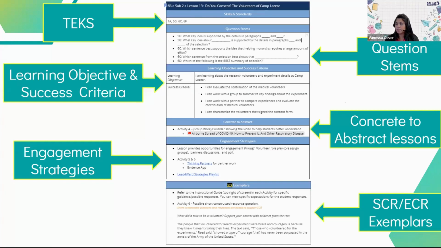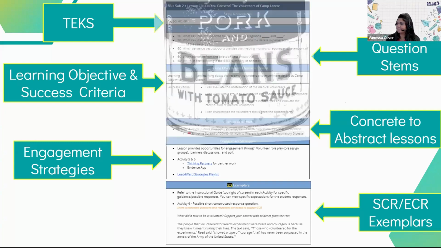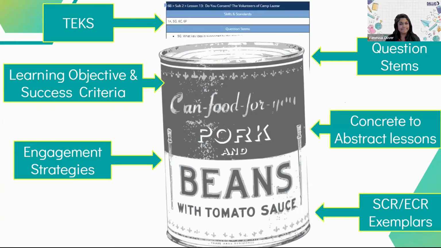All right, so think of the components of the Clarity documents as your quick grab ingredients. They can be easily added to your lesson, just like adding a can of beans to your recipe. That can of beans feels ominous, but they're quick grab items, right?